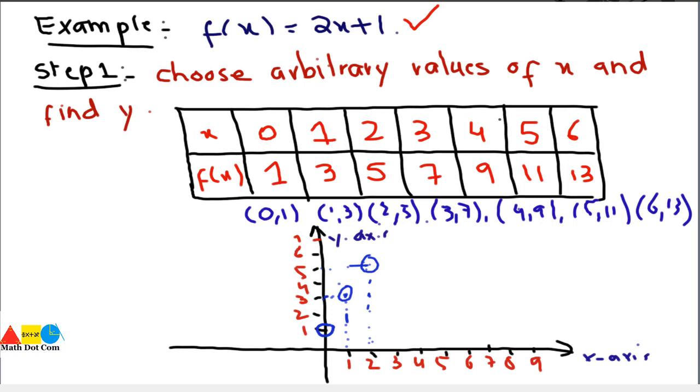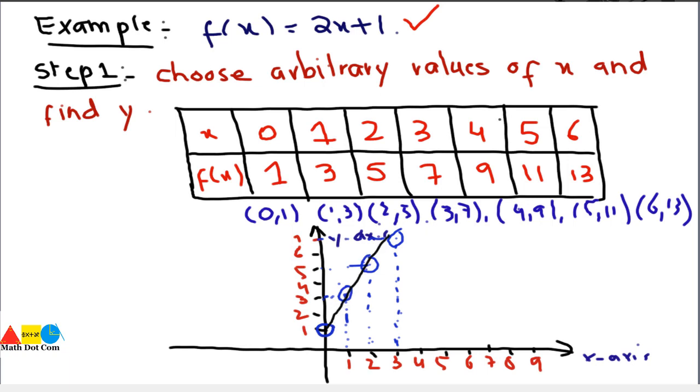Then we have 3 and 7. It will be 3 like this, and this is the point 3 and 7. Now we have to join them together. It will be like this. The line is a little bit not straight because this is not graph paper. When you plot it on a graph, it will be much better. So this is the line.